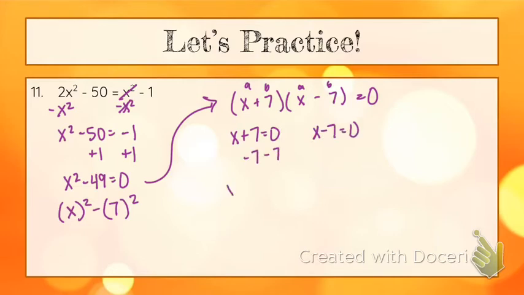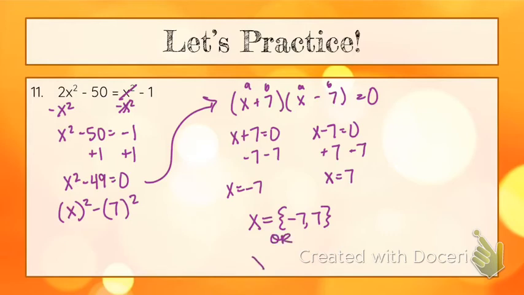Subtract 7 from both sides and x will equal negative 7. Add 7 to both sides and x will equal positive 7. So our answer is x equals the set of negative 7 and positive 7, or x equals the set plus or minus 7.